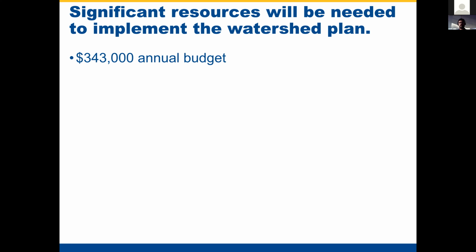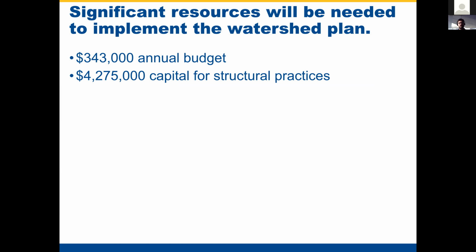And so to implement the infield practices based on current cost share rates that are paid through EQIP, would require about a $343,000 annual budget, and this would be to pay people to implement the infield practices. And to implement every single one of the structural practices that was identified in the watershed plan would require a little over $4.25 million.